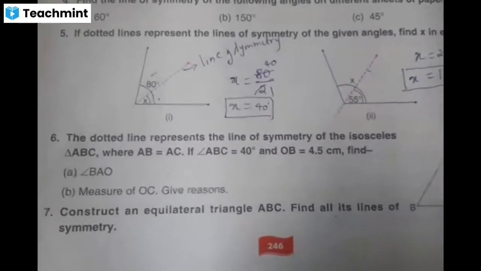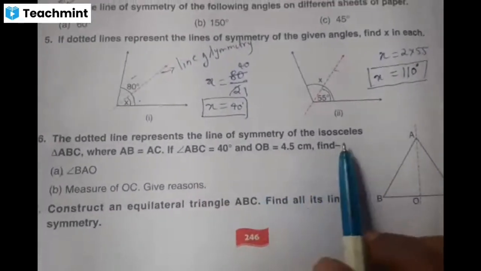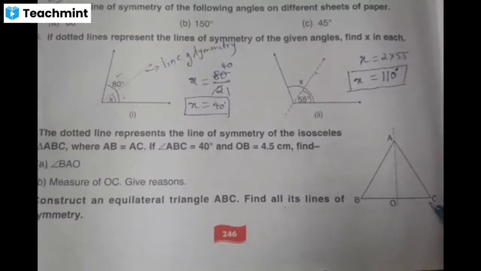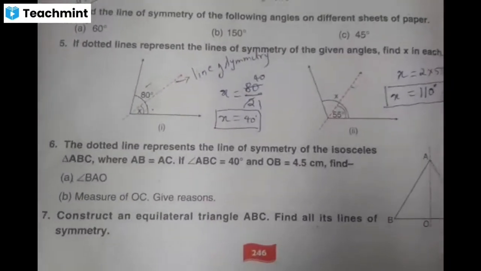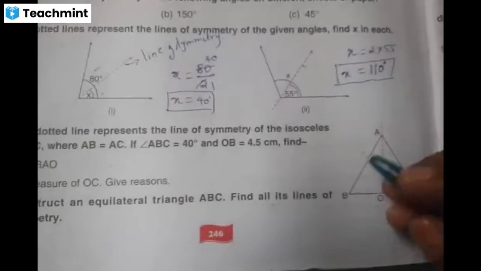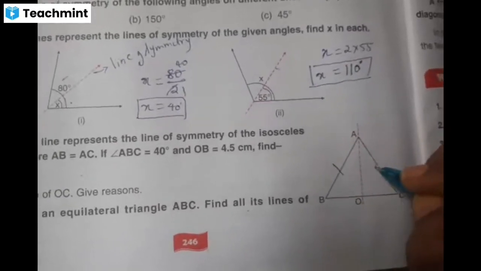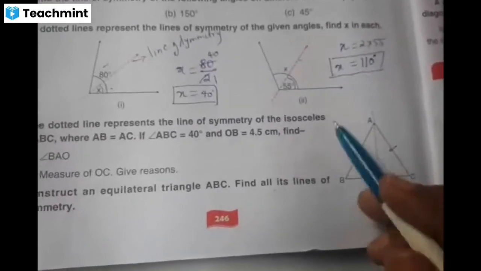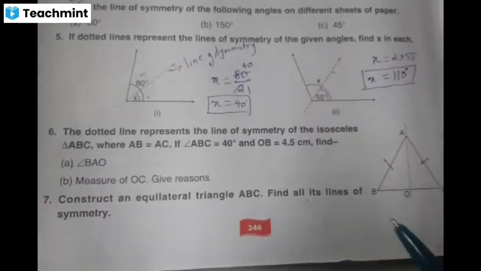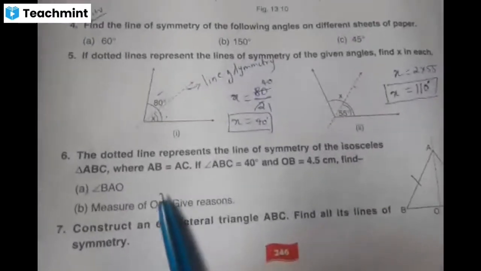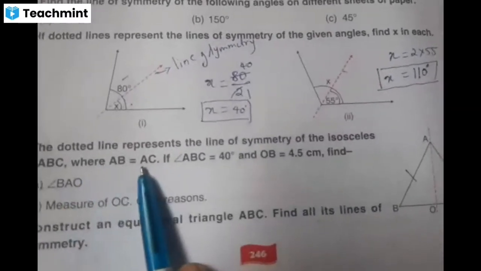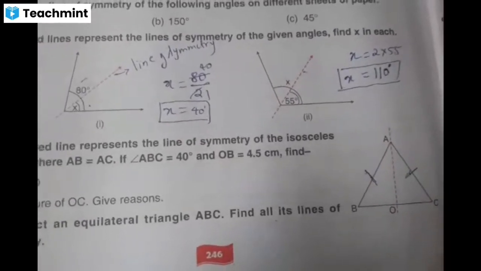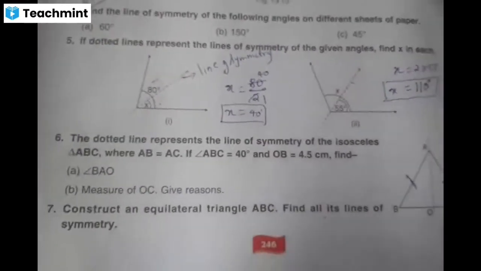The dotted line represents the line of symmetry of the isosceles triangle ABC. Here is a triangle ABC, children, and it is given that triangle ABC is an isosceles triangle. So, in an isosceles triangle, we find one line of symmetry. Now, according to the question, AB is equal to AC, so it is given here AB is equal to AC.